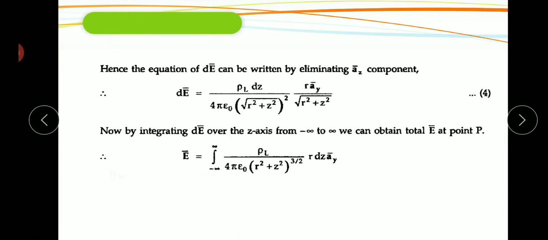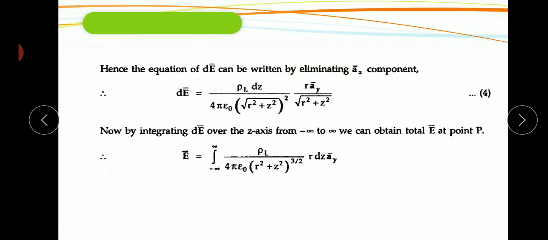Hence the equation for dE bar can be written by eliminating the a_z component. Therefore dE bar is equal to rho_L dz over 4 pi epsilon naught, times square root of (r square plus z square) whole square, times r a_y bar over square root of (r square plus z square). Here there is no minus z a_z bar component; we simply eliminate it.